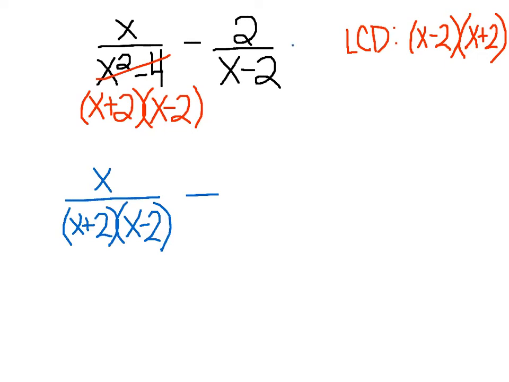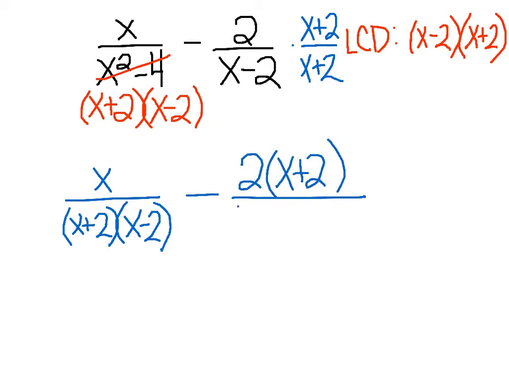So I'm going to multiply by x plus 2. But if I'm going to do that on the bottom, I need to do that on the top. So I'm going to have minus 2 times x plus 2 over x plus 2 times x minus 2.